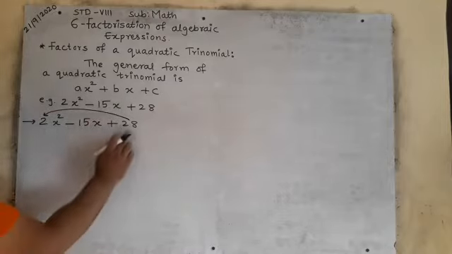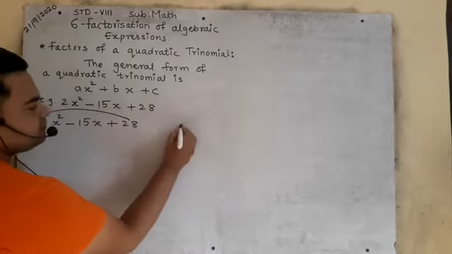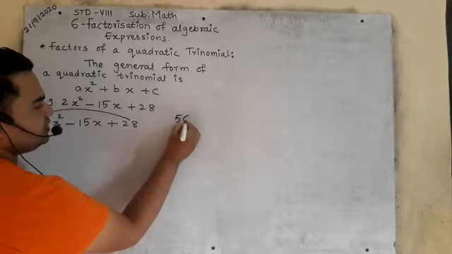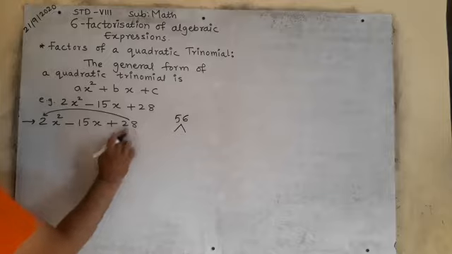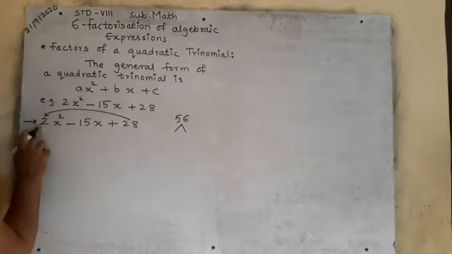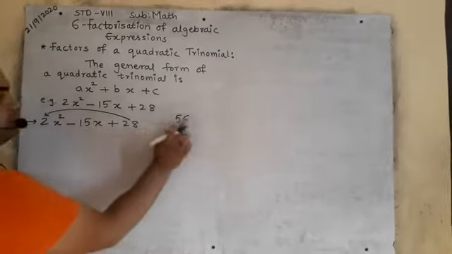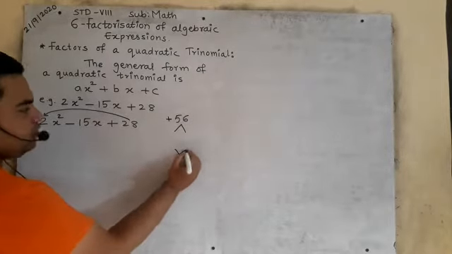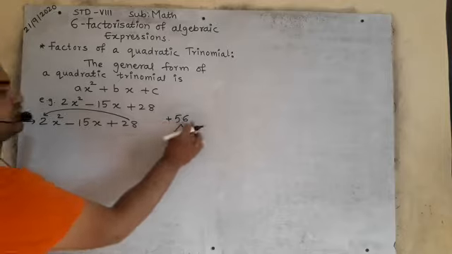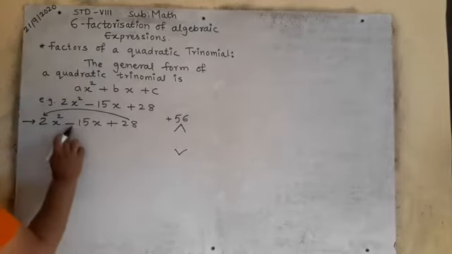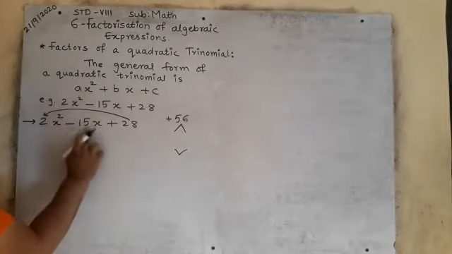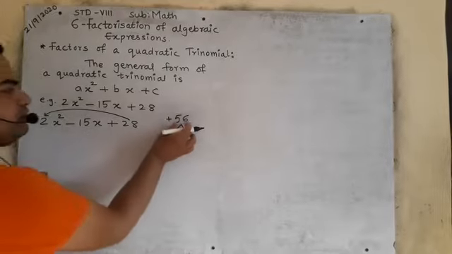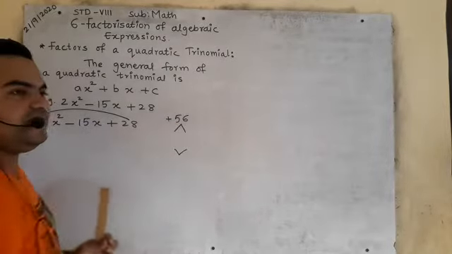So if you multiply 28 twos, how much? 56. 28 has a positive sign and 2 also has a positive sign, so this is plus 56, positive 56. Now we have to find the factors of 56. Can you see the middle term is minus 15? So we have to find the factors of 56.